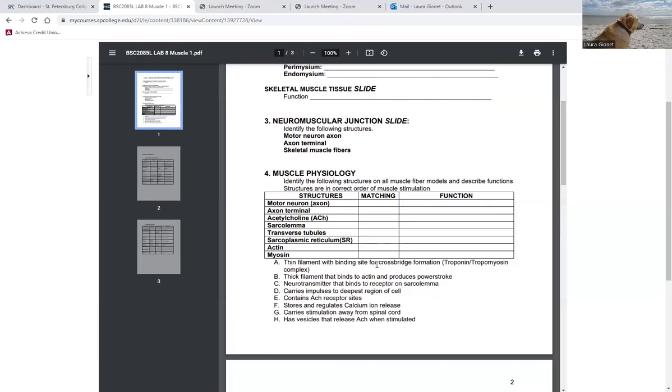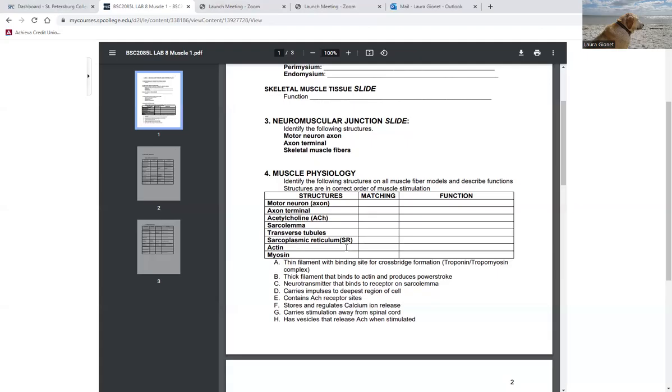B, the thick filament that binds to actin and produces a power stroke. That's myosin. Actin and myosin are these contractile proteins. One of them is kind of the skinny one. That's the actin. The myosin is rather chubby, and it looks like they have oars on the surface, or maybe golf club heads. And to produce tension, the myosin needs to make physical contact with actin, and then it rows toward the center of what's called the sarcomere, and we get muscle tension being produced.